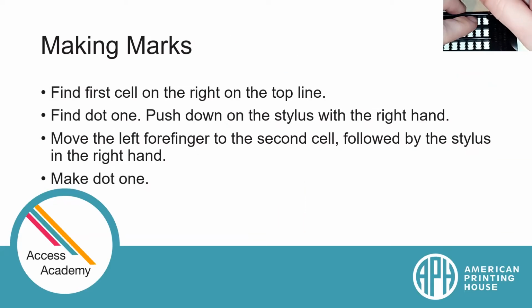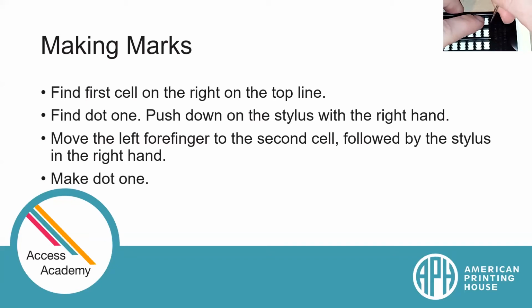We're going to make some marks. Find the first cell on the right on the top line. Use your left forefinger so that it's placed next to you so you know where you are. Remember, you can use your thumb and your finger to help you with the stylus. I want you to find that one in the upper right corner of that cell. Push down on the stylus with your right hand. Remember, straight down. If it was hard, that means you were probably at an angle. Straight down goes right into that pit below.